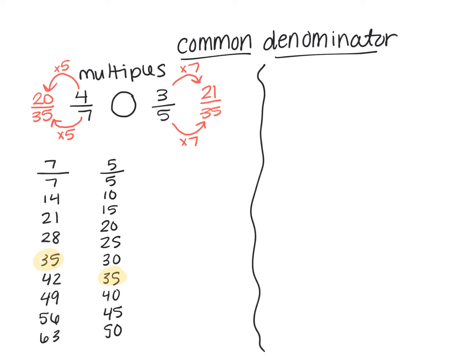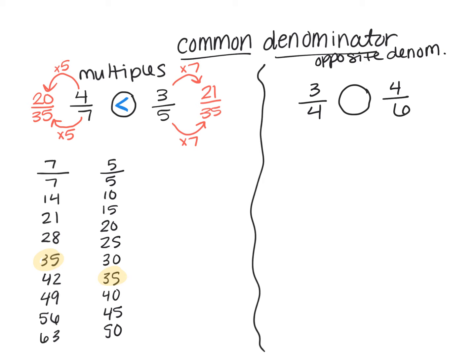Now, because the denominators are the same, I can just look at the numerator to tell me which fraction is greater. So I have 20 over 35 and 21 over 35. I know that 21 is greater than 20. And that means that 3/5 is greater than 4/7 because 21 over 35 is greater than 20 over 35.